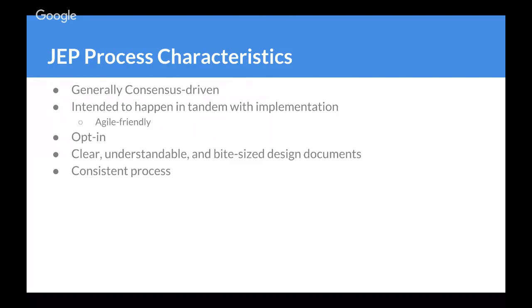So, as I said, the main characteristics of the JEP process are that it's consensus-driven. It's intended to happen in tandem with implementation. It's very agile-friendly. I mean, you could do it as waterfall, but it works just as well in an agile model. In fact, it works, I would say, better because you start doing the JEP and then the implementation, they sort of work in tandem.